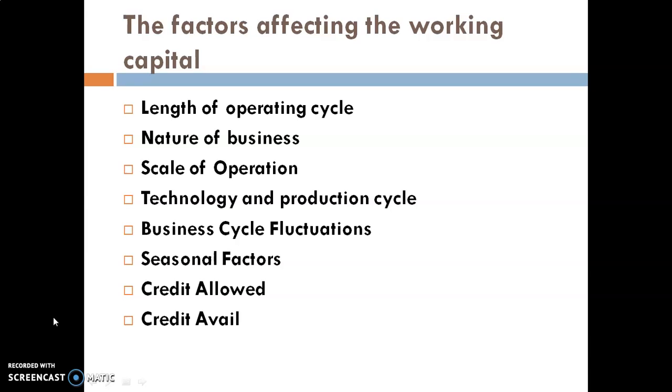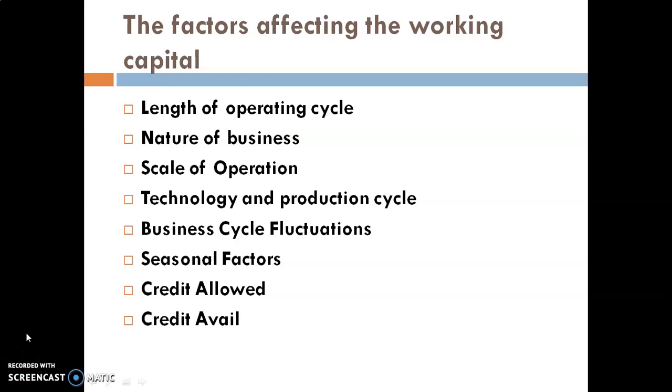For example, if a company is manufacturing woolen clothes or sweaters, in winter it would require more working capital to fulfill the demand, but during summer the same company would require less working capital because during that time the demand for sweaters is less in comparison to winters. So the seasonal factor also affects the working capital.